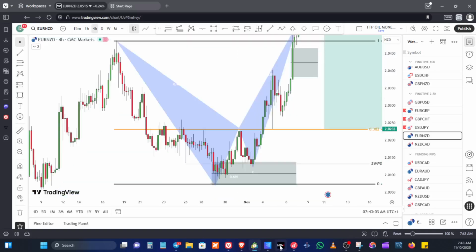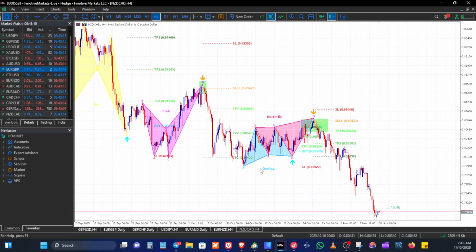So if you have the harmonic pattern indicator, of course you'll be able to follow along with us, so that you'll be able to see all these patterns on the chart. Like I told you guys, diversify your trading assets so you can maximize all the setups that will play out on different assets. So that is how it's done.